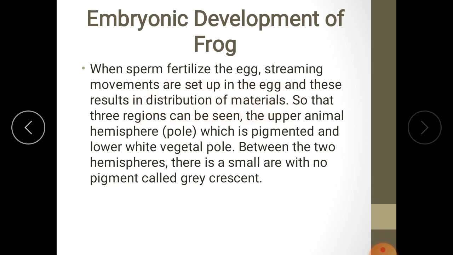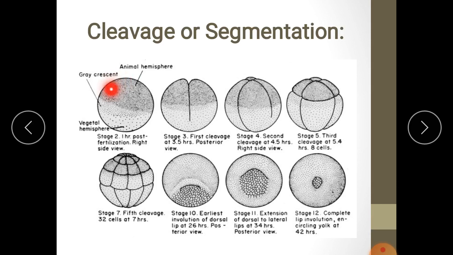See, look here, this is the frog egg. Can you see this frog egg? This frog egg has two poles. This is animal pole, this is vegetal pole. This half is called animal hemisphere and the lower half is known as vegetal hemisphere. Vegetal hemisphere has yolk, whereas animal hemisphere has no yolk. It is free from yolk.